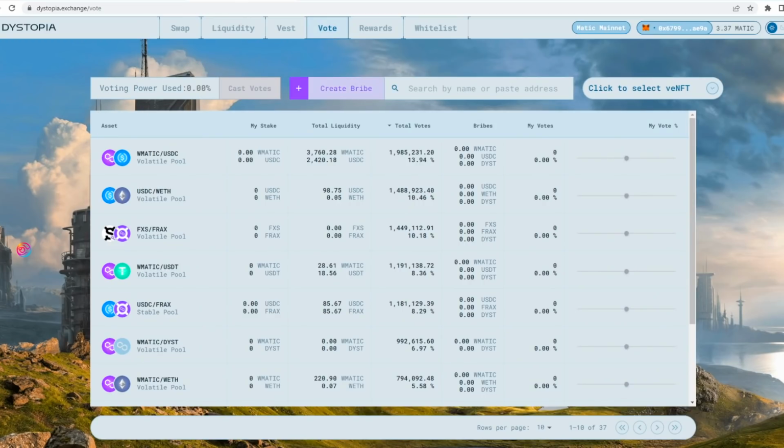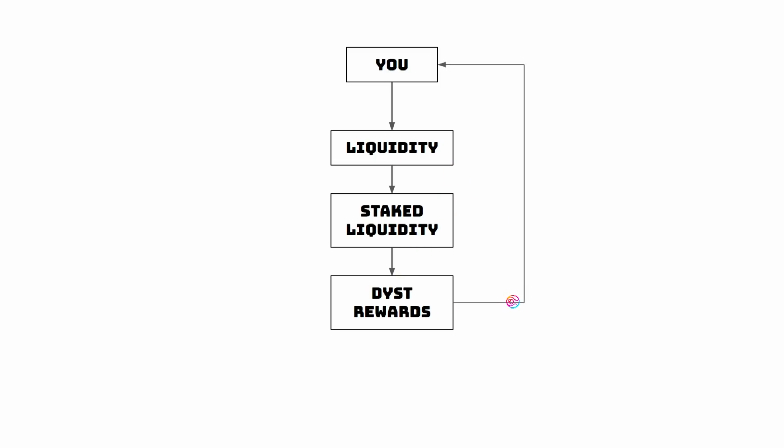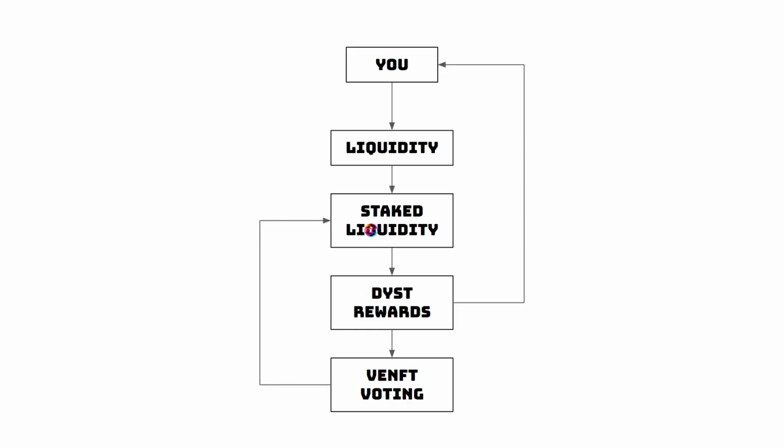Let me give you an illustration to see a big picture view of how this all works. After you deposit liquidity and stake it as shown in this video, you will start earning DYST rewards. That is one source of revenue from Dystopia. If you then take your DYST rewards and lock them as VE NFTs, also as shown in this video, you will gain voting power. You can then use that voting power to vote on the liquidity pool that you deposited and staked liquidity into. This allows you to start earning swap fees from that pool as another source of revenue.